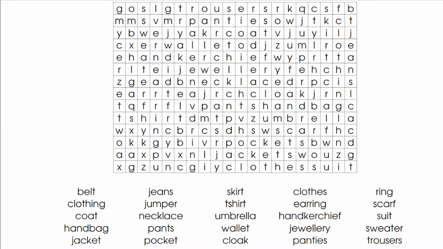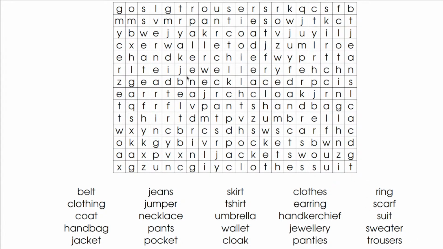Okay. And now I've got items of clothing. So belt, clothing, coat, handbag, jacket, jeans, jumper, necklace, pants, pocket, skirt, t-shirt. There's usually a dash in t-shirt, but I took it out too, so it wasn't hard to find. Umbrella, wallet, cloak, clothes, earring, handkerchief, jewelry, panties, ring, scarf, suit, sweater, and trousers.